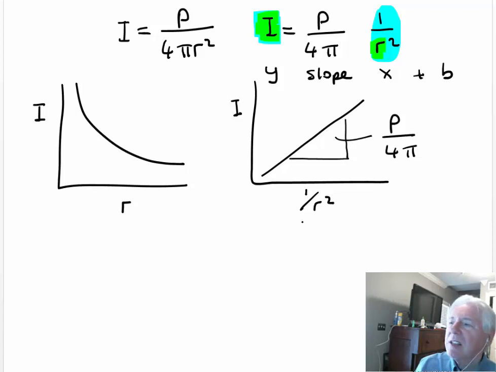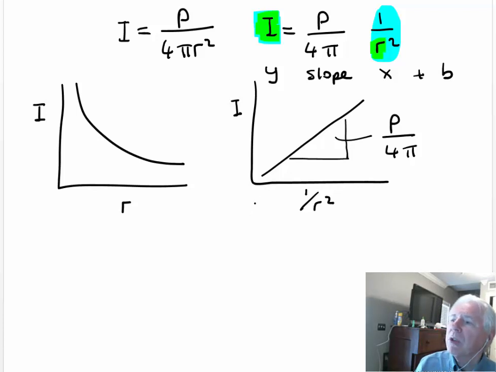Now, at first glance, this is interesting because I say to myself, oh, well, look, if I can find P over 4 pi equals the slope, I can find P, and I compare the power of the object to the power of the light bulb. And I have a closed loop then. I can look for an answer and get an answer, and I like doing that.